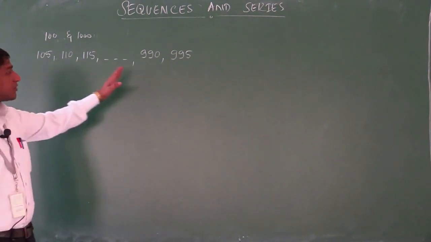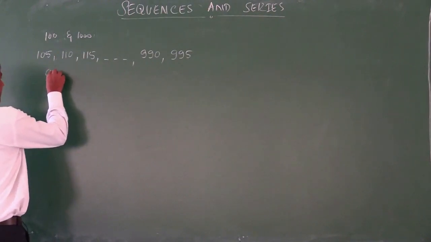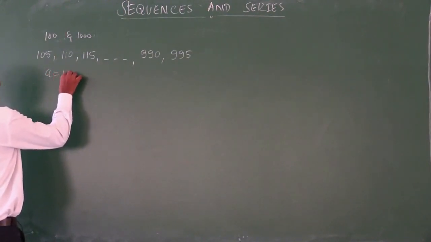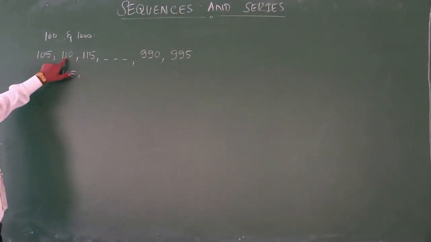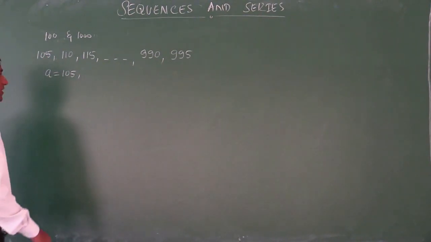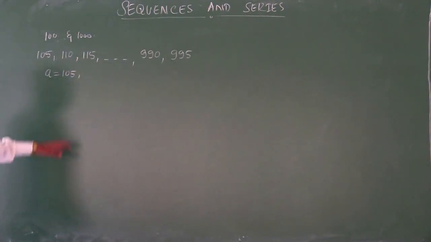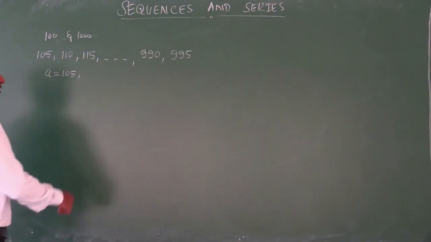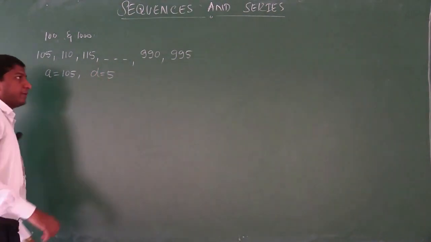Okay. Now look at the sequence of numbers. Again, the sequence of numbers is an AP with first term, what is the first term of this AP? a equals 105, correct. What is the common difference? Second term minus first term, 110 minus 105 is 5. Third term minus second term, 115 minus 110 is 5 again. So common difference d equals 5.